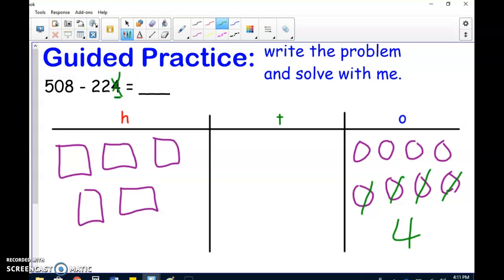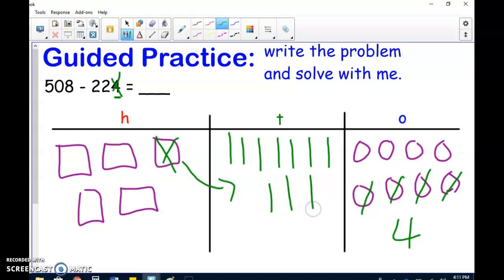I need to take away 2 tens, but I don't have any tens, so I need to go next door and grab 10 more. We're going to take this and turn it into 10 tens. 1, 2, 3, 4, 5, 6, 7, 8, 9, 10. Now can I subtract 2 tens? Yes. 1 ten, 2 tens. And I'm left with 1, 2, 3, 4, 5, 6, 7, 8 tens.